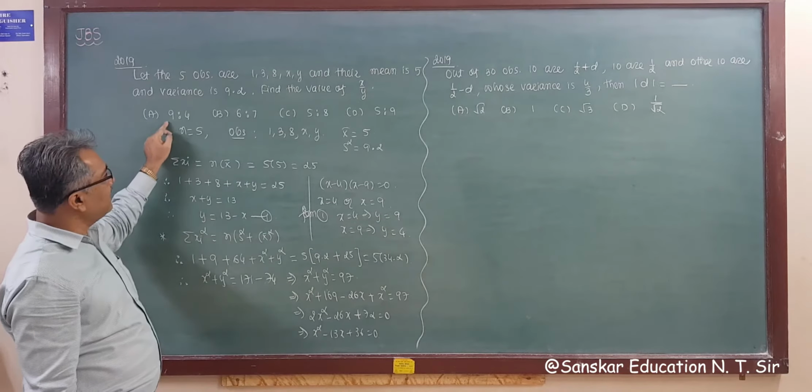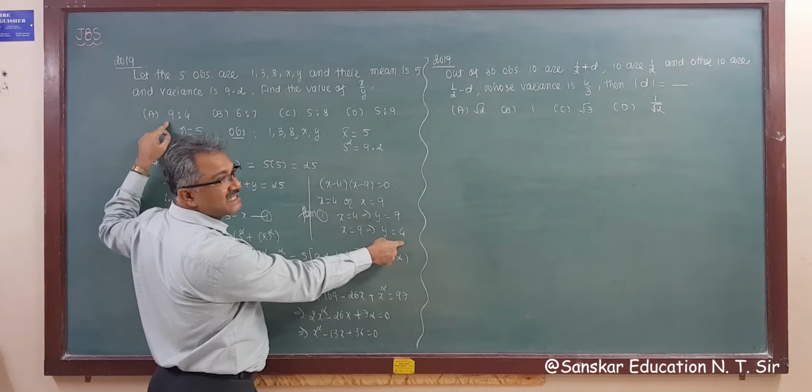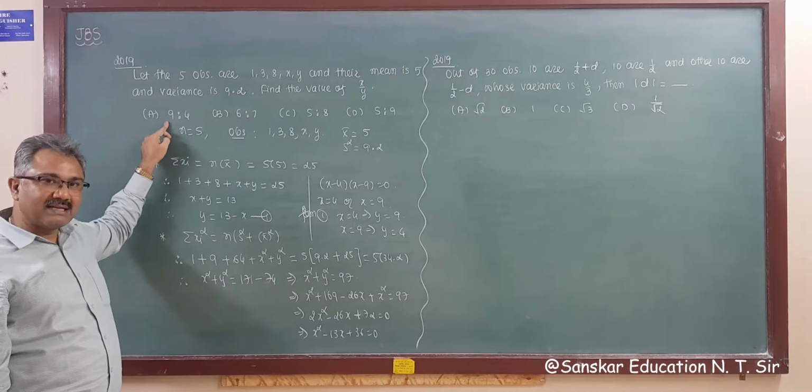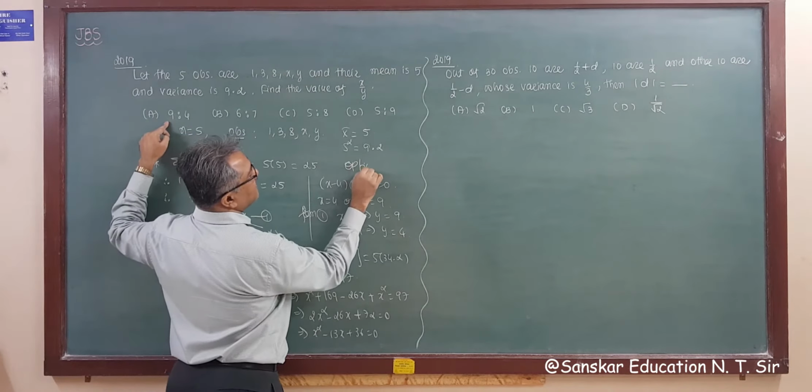So 4 is to 9 is not given there. Then we have to take x is equal to 9, then y is equal to 4. That is option A. 9 is to 4 is the correct answer. Right? So option A is your correct answer.